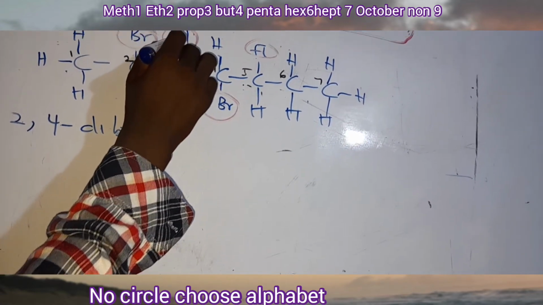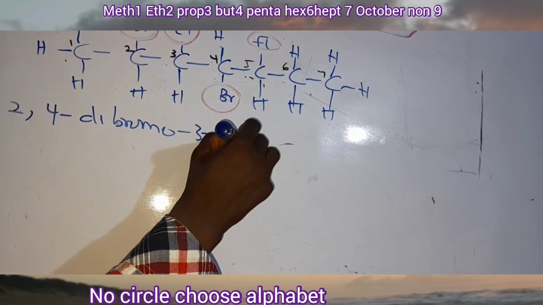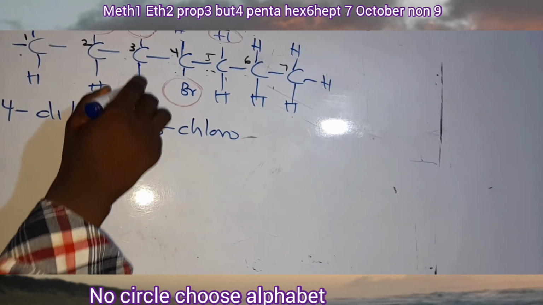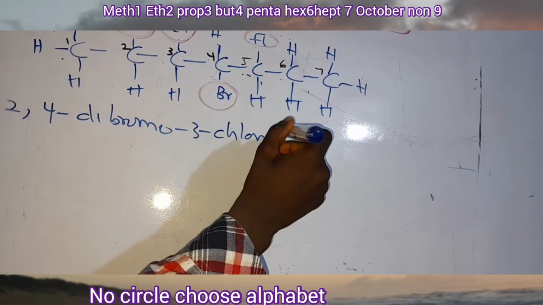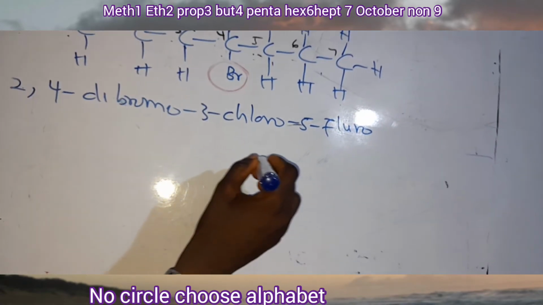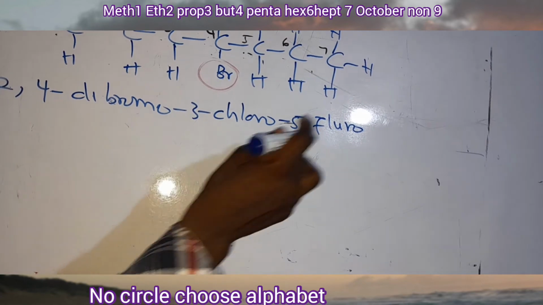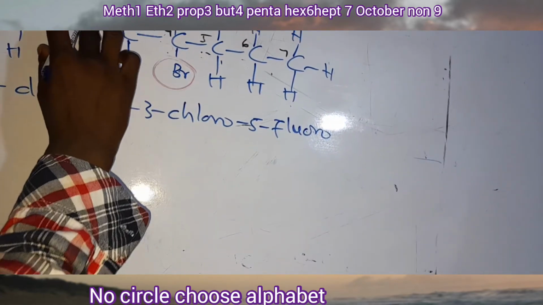Now which of them have we circled? We have to name chlorine. Circle C. Chlorine is on number 3, so write 3-chloro. We've named this one already. Now we have F that we have to label. F is on number 5, so write 5-fluoro. Now you finish labeling all these ones.